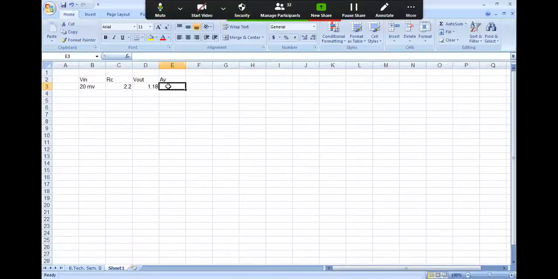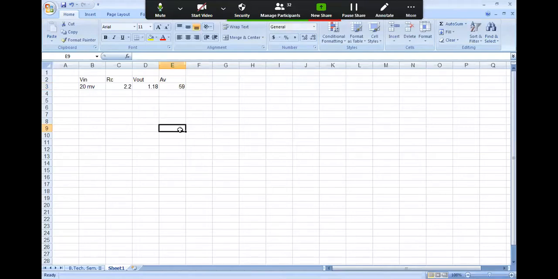Okay, so here we know the first case input is 20 millivolt. RC at this point is 2.2. V out, how much it is? 1.18. And what should be the value of gain over here based on this discussion? If we are going to calculate 1.18 divided by 20 into 1000, so your value of gain will be 59. So this will be the observation that you can do.